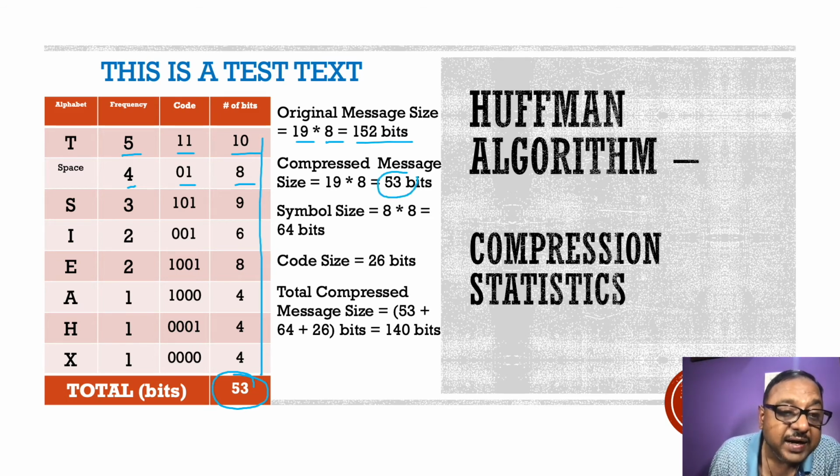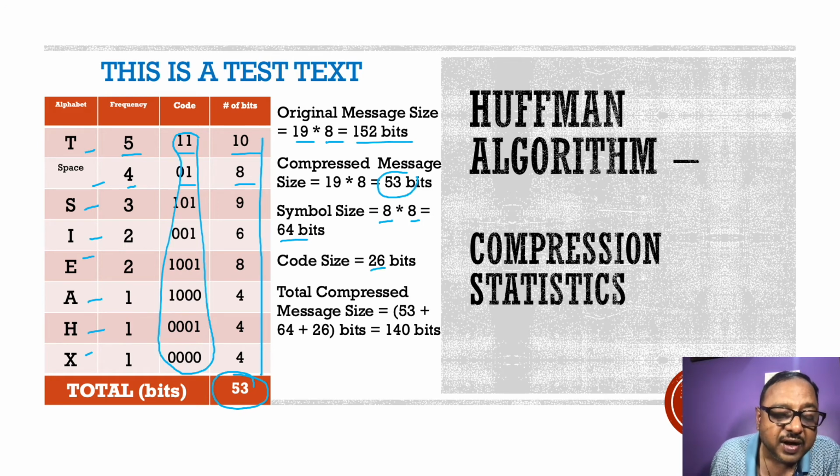However, I need to store my tree, so that I'm able to reproduce it back. For that, I have here 8 symbols. So you can see here 1, 2, 3, 4, 5, 6, 7, 8. 8 symbols, and each symbol will take 8 bits to store, so this makes it 64 bits. And then I have to store all these symbols in my message so that I'm able to reproduce it back, and these will take 26 bits.